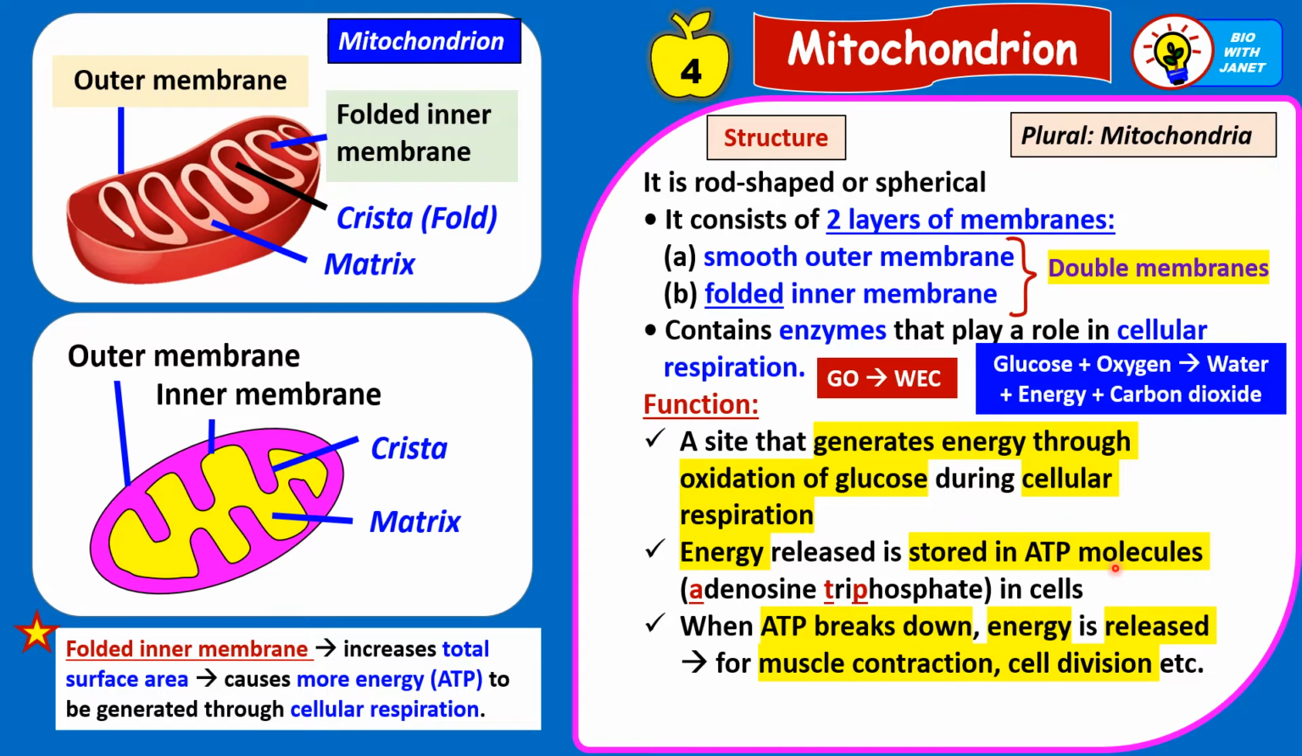Okay? Then when the cells need energy, for example, for muscle contraction, the ATP molecules in the cell will break down and release that energy for muscle contraction and other cellular activities. All right, so ATP is considered an immediate energy store, or just an energy store.